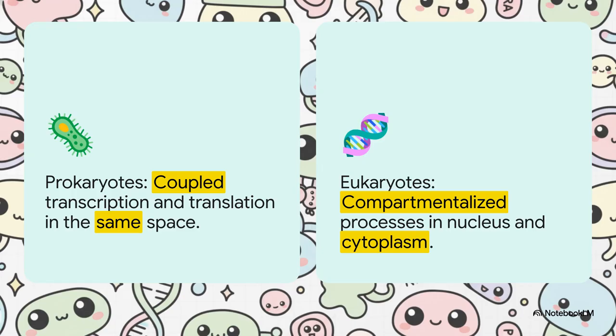In simple bacteria, everything happens in one big open room. Transcription and translation, the actual reading of the RNA to make proteins, happen at the exact same time in the exact same space. But eukaryotic cells are compartmentalized. We keep our DNA safely locked away in the nucleus, but the protein-building factories are out in the cytoplasm. So the RNA must be carefully processed and stabilized in the nucleus before it is ever exported.